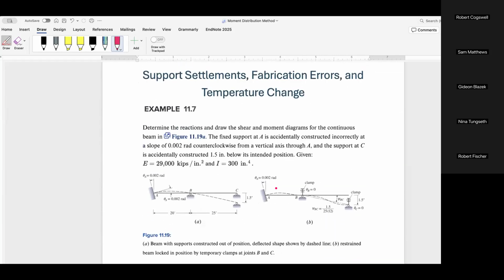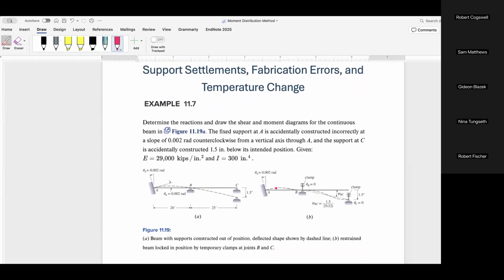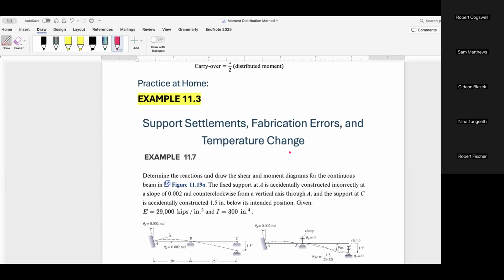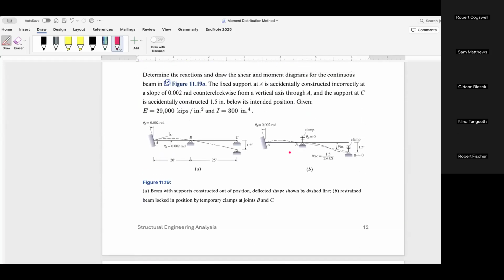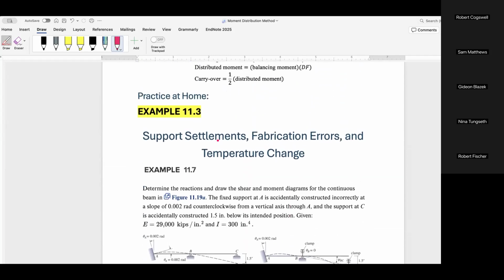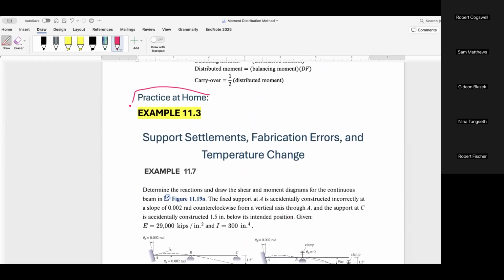You can check. So what if there is some error, like a fabrication error or due to temperature, there will be some error in the structure. Then we need to do some more modification for the calculation. And here, oh, I forgot that for practice at home, example 11.3, it's the same as 11.2. So you can practice at home if you want.